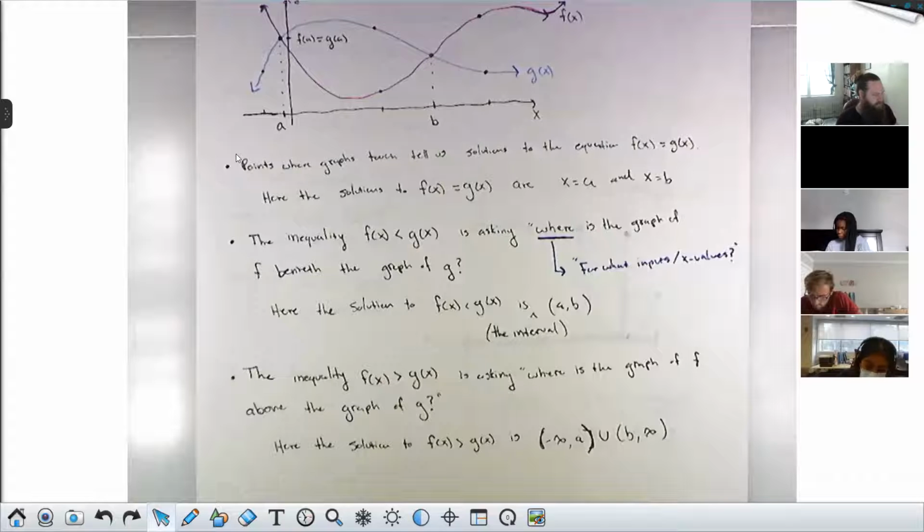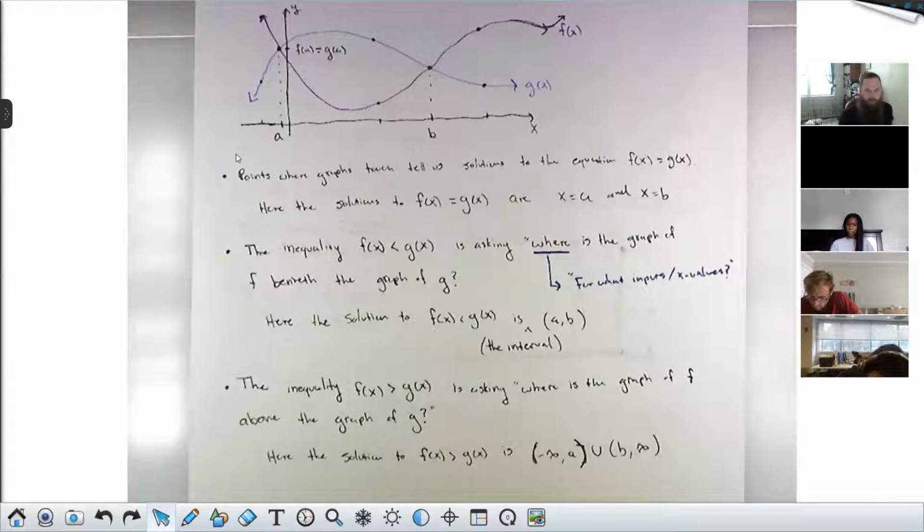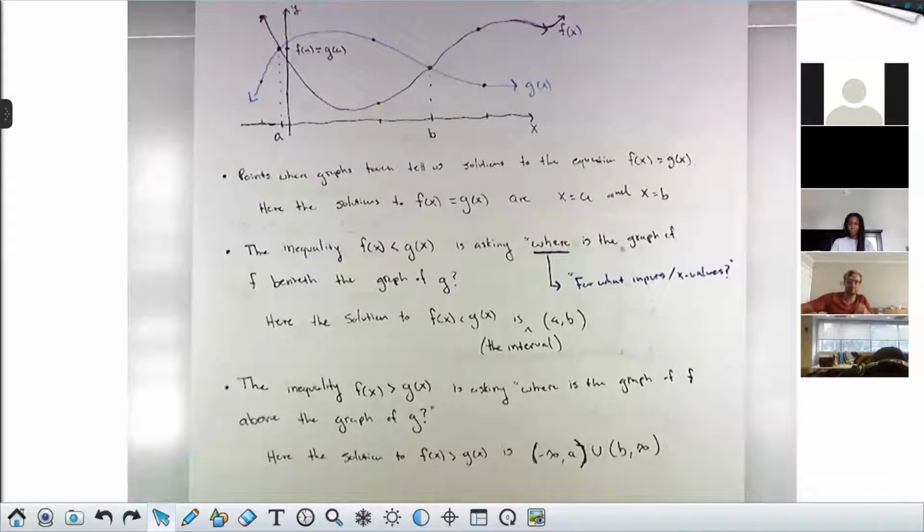So this is the basic idea. This is kind of a nice general picture, but not every graph in the world looks like that. So each one you have to think of on their own. What I'm going to do now is give you a particular f and a particular g, and we will look at those graphs and try to solve the corresponding equations and inequalities, all three of these.